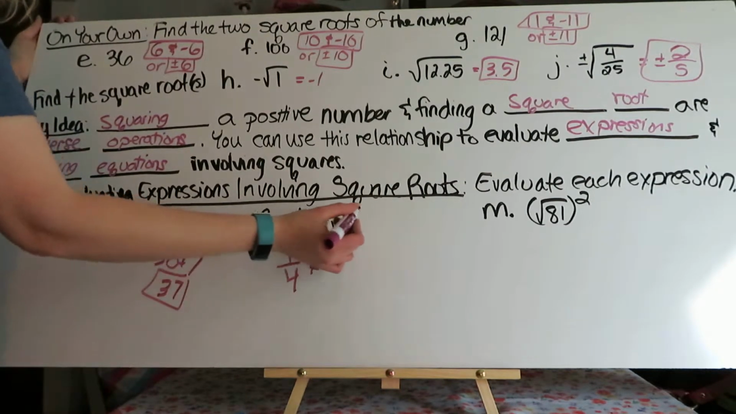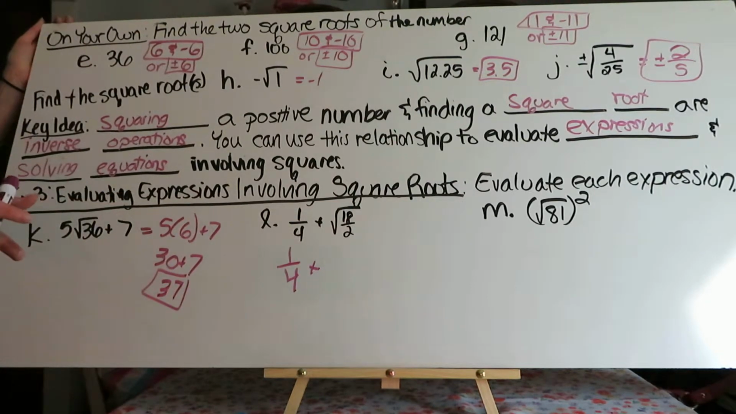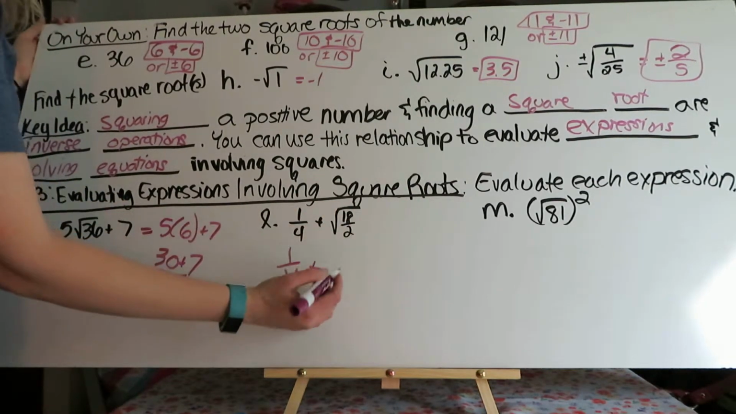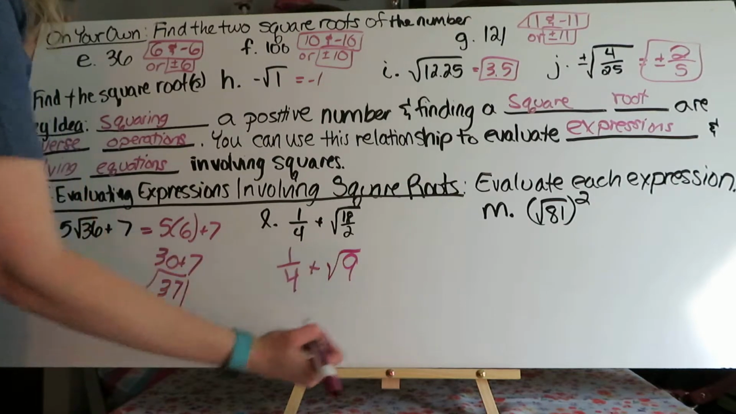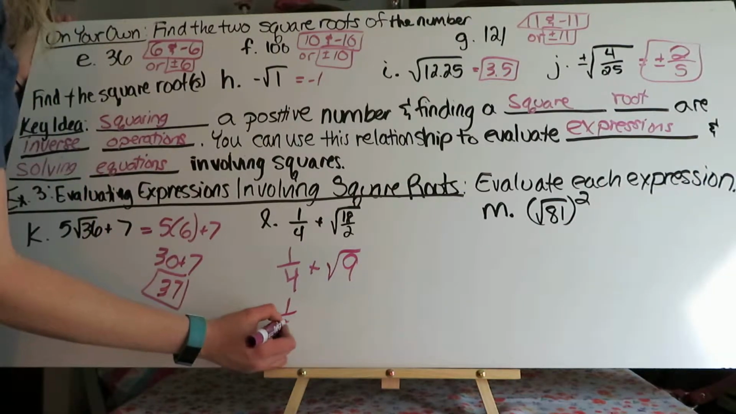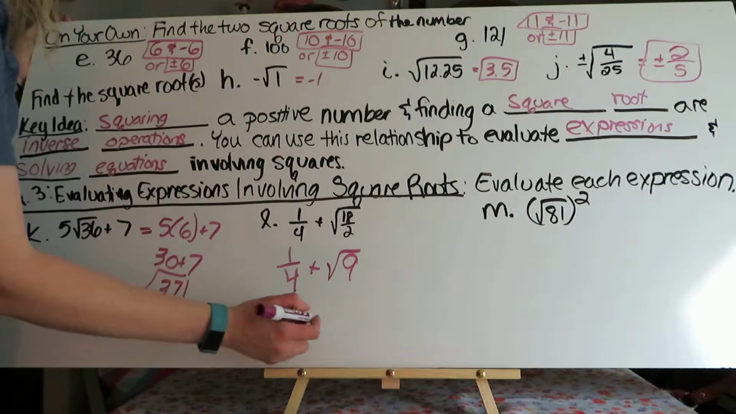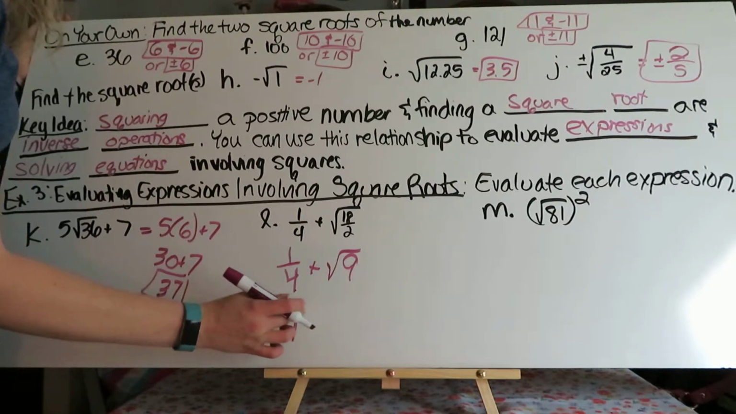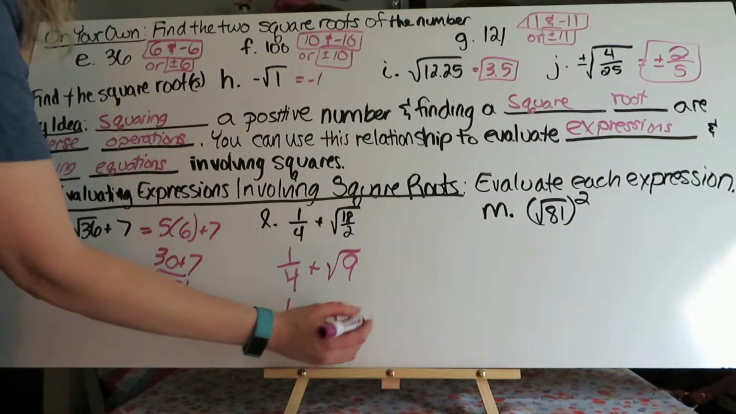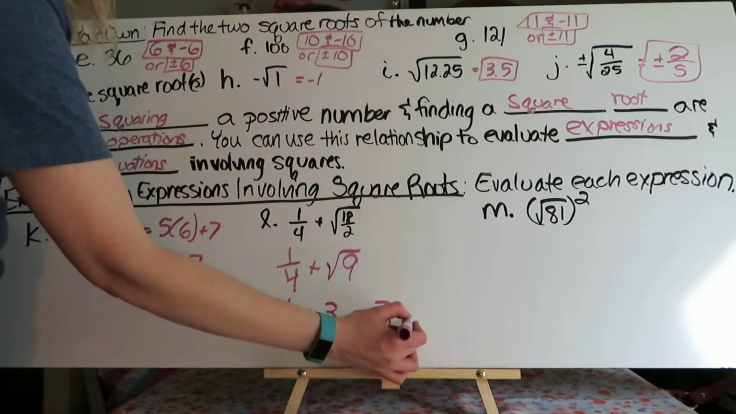Letter I, 1/4 plus the square root of 18 over the square root of 2. Those aren't perfect squares, but 18 divided by 2 is 9. So that's actually going to be the square root of 9. So I'm left with 1/4 plus, not times, sorry, plus 3, which equals 3 1/4.